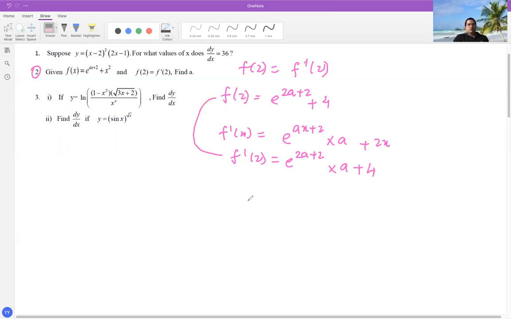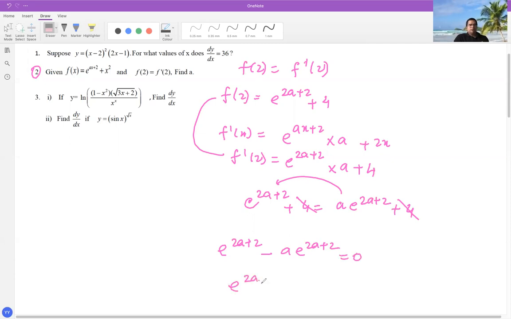And these two are equal, so I'm going to equate them. So e to the power 2a plus 2, times 4, is equal to a times e to the power 2a plus 2, times 4. So this 4 and 4 are gone. If you bring it here, it becomes e to the power 2a plus 2 minus a times e to the power 2a plus 2 equals 0. So e to the power 2a plus 2, times (1 minus a), equals 0. This part is not going to be 0 because it's an exponential function. So you get a as 1. This is one of the recaps on the exponential derivative.